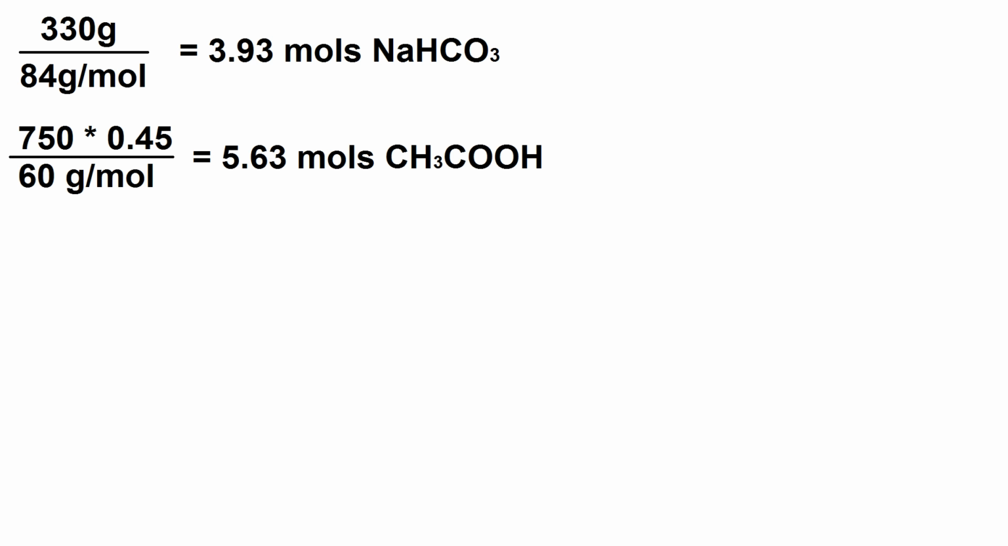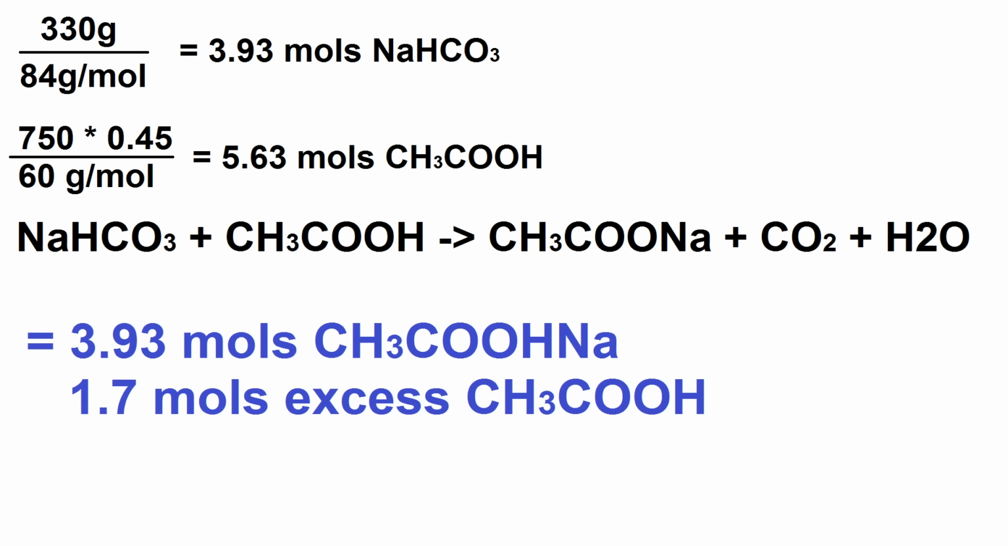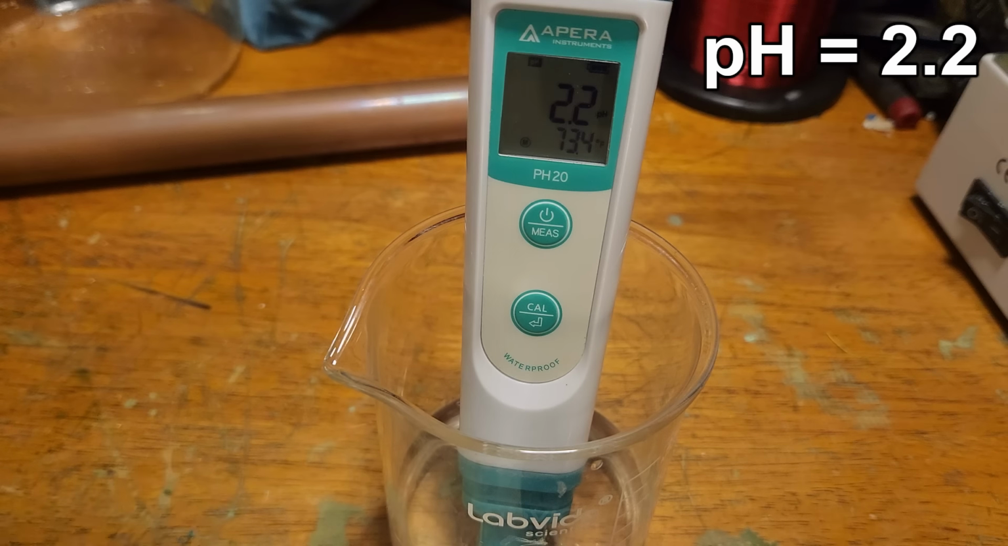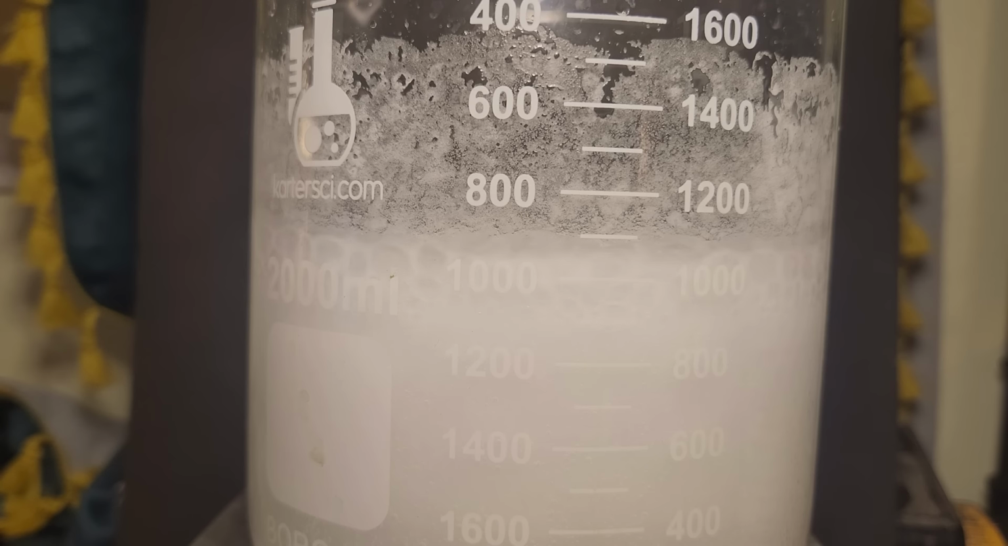Okay, so in theory I've got 3.93 moles of sodium bicarbonate and 5.63 moles of acetic acid, which should give me 3.93 moles of sodium acetate and then leave an excess 1.7 moles of acetic acid. Once the reaction is finished, I add a little distilled water so that the total solution volume is 2 liters. This gives us a pH of 5.6 compared to the 2.2 for the 45% vinegar, so it's pretty close to being neutral. As we'll see later, that didn't end up being quite enough excess of vinegar to work well.